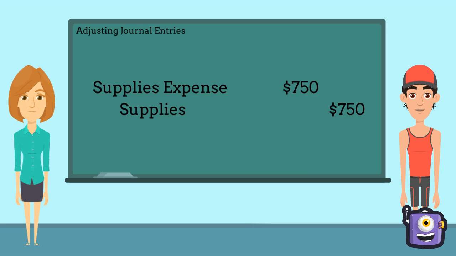Great! We used $750 of supplies. We found this number by taking our beginning amount of $1,000 and then subtracting the amount we have remaining of $250 for a difference of $750. Just like the last example, we debit supplies expense here to show the usage of supplies, and we credit our supplies account to show the reduction of the amount of supplies we have on hand. Now you know all you need to know about adjusting journal entries.